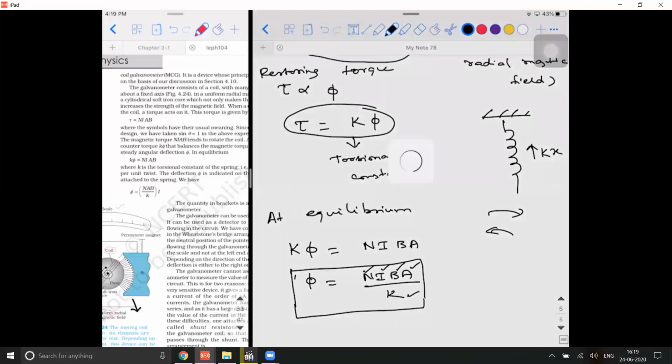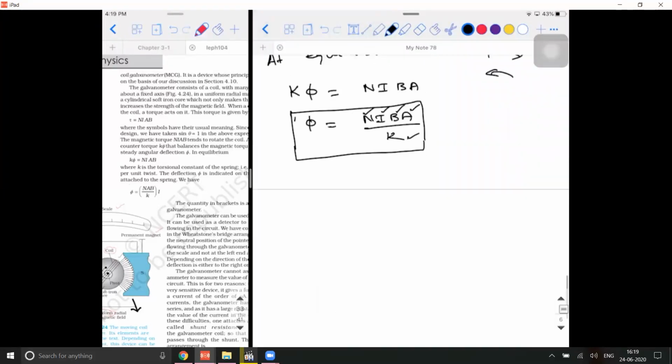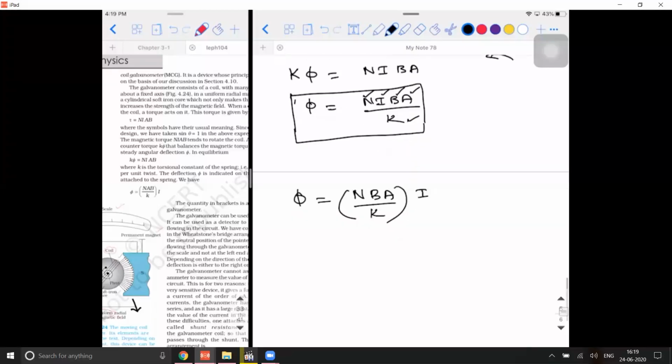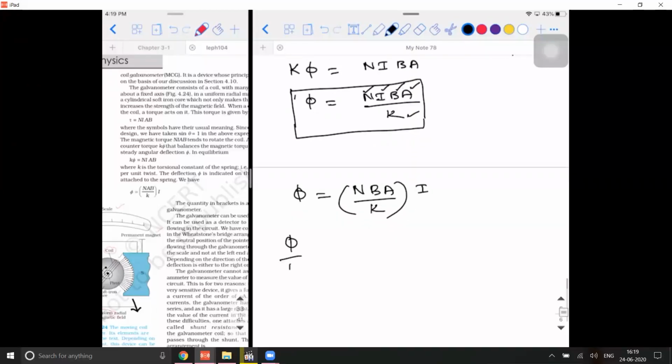Yes, sir. Now comes an important point. See, phi is equal to, I'm rearranging the equation, NBA divided by K, you can call it kappa, into I. So if I bring the I to the other side, observe what is happening. Phi divided by I is equal to N into B into A divided by kappa.